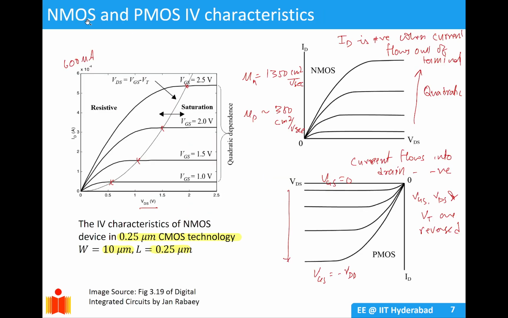Next we talk about NMOS and PMOS IV circuit characteristics. So till now we were studying an NMOSFET device. These are the calculated IV characteristics for an NMOS device with 0.25 micron CMOS technology. That is, your W is 10 microns and length is 0.25 microns.